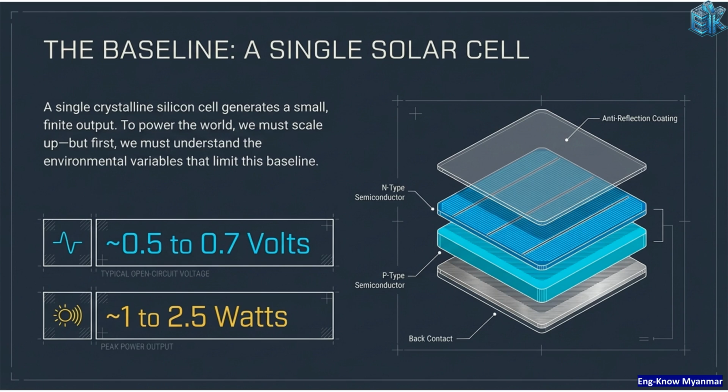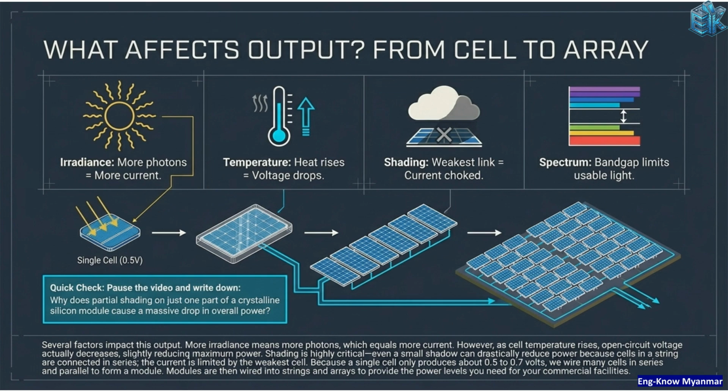To achieve utility-scale power, we must understand the environmental variables that limit this baseline output and scale up accordingly. Several factors affect output. Irradiance determines current, while temperature causes voltage drops. Shading creates a bottleneck, and the light spectrum limits usable light. Scaling from a single cell to a full array requires connecting many cells in series and parallel to meet power demands.